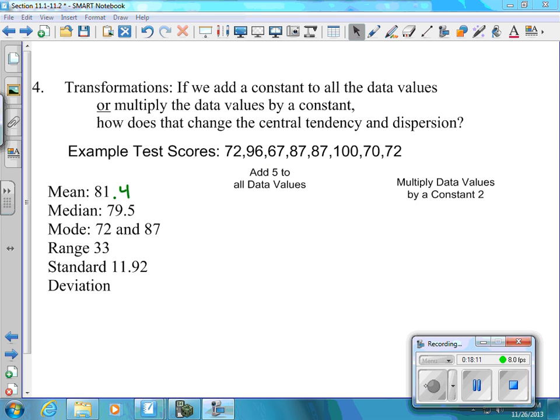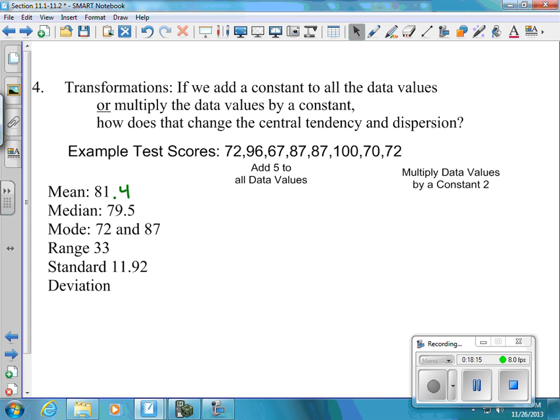Okay, let's see what happens when we add, this is mostly section 11.2 here. If we add 5 to all the data values, and then what if we multiply all the data values by a constant of 2? What happens to our average? What happens to our other central tendency values and our dispersion values? If we add 5, I'm just going to cut to the chase. We can go through and show you.